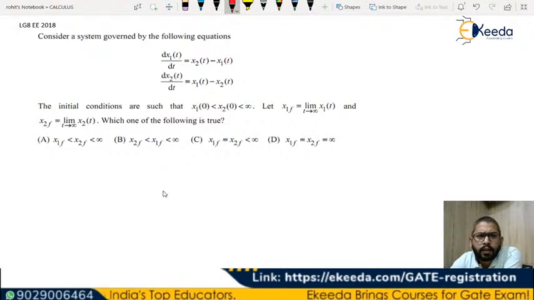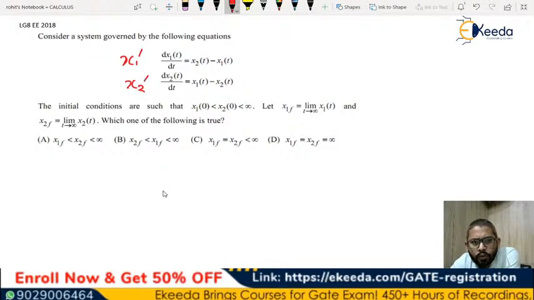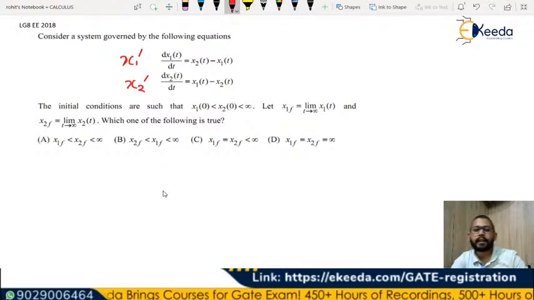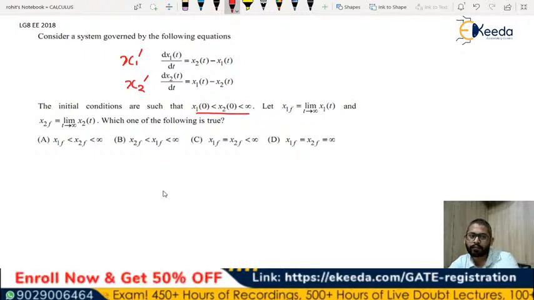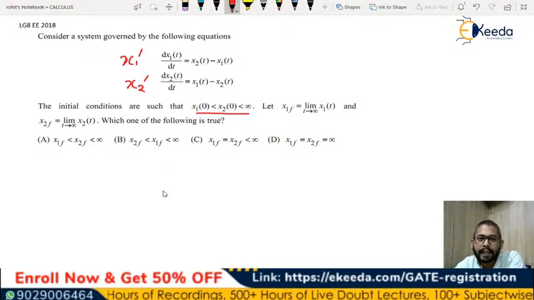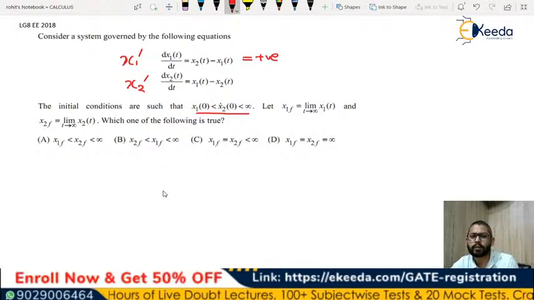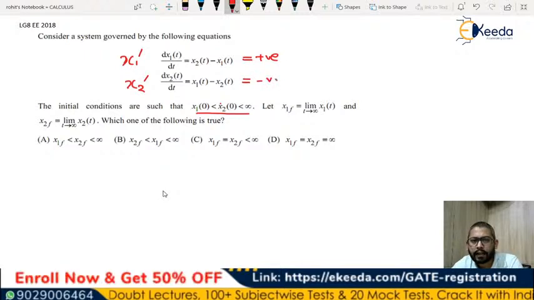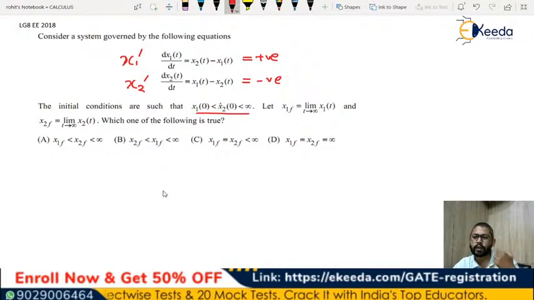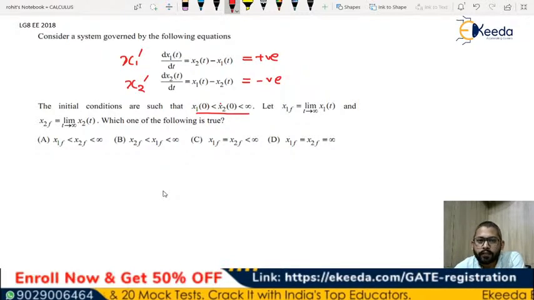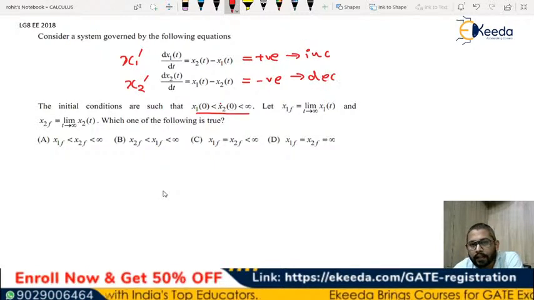Let's see. The first equation is x1 dash and the second equation is x2 dash, right? And it says initially x1 at 0 is less than x2 at 0. So if you are starting from t equal to 0, what we'll see is x2 minus x1 should be positive because x2 is greater than x1, and x1 minus x2 is going to be negative. So what is this x1 dash? It is the first derivative of this function and x2 dash is the first derivative of the x2 function. So if this is positive, it is increasing, and if it is negative, it is decreasing.